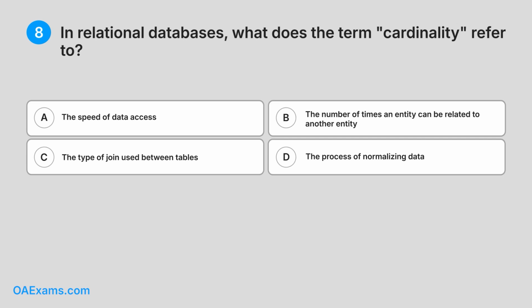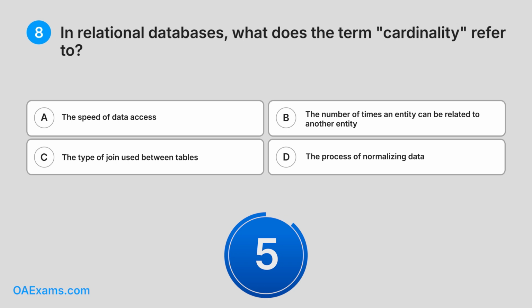8. In relational databases, what does the term cardinality refer to? A. The speed of data access. B. The number of times an entity can be related to another entity. C. The type of join used between tables. D. The process of normalizing data. Do you know the answer?